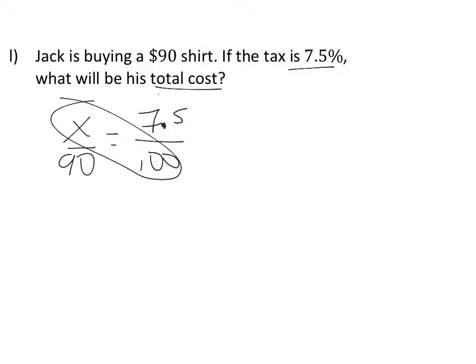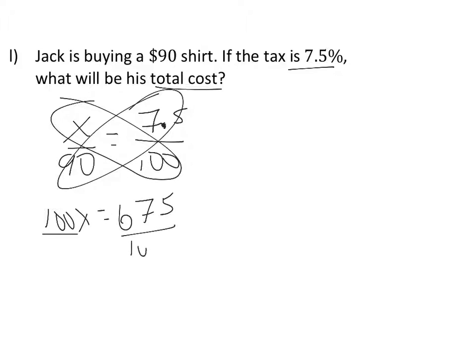So if we cross multiply here, we are going to get 100x equals 675. So we're going to divide both sides by 100. And we're going to get x equals 6.75. So now let's remember what we're talking about here. We're talking about going to the store, buying a shirt, and having tax added on. So does it make sense to leave your answer as 6.75? Okay, yes, $6.75. That sounds like a big number for tax, but it is an expensive shirt.